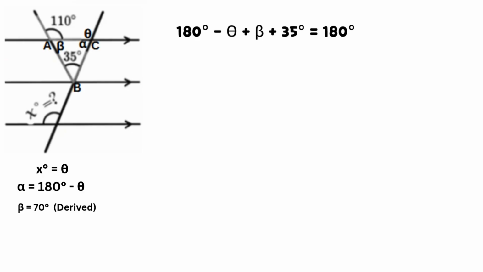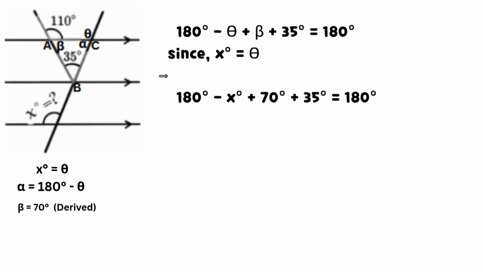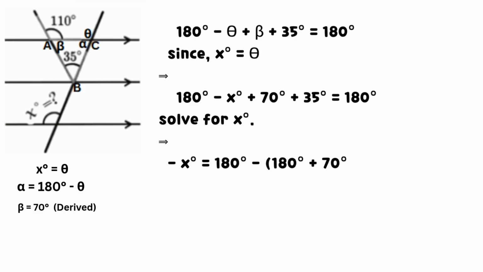This implies that 180 degrees minus theta plus beta plus 35 degrees equals 180 degrees, since x degree equals theta. It signifies that 180 degrees minus x degree plus 70 degrees plus 35 degrees equals 180 degrees.